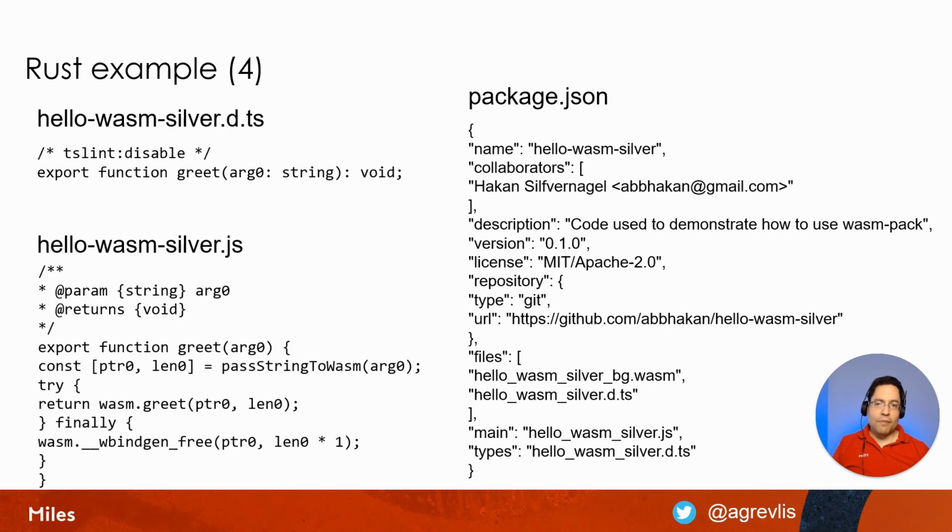So we have a TypeScript file where it is defined what is this function that we can call from our application. So that's this greet function, and it takes a string as an input parameter. Then after that, we have this glue file, which is a JavaScript file. As you can see here, it says export a function greet with an input parameter. And then it tries to pass a string down to our WebAssembly. And then it tries to also call the greet function, which is also defined in the WebAssembly. And then finally, it frees up the memory. And then we also have a package.json file.